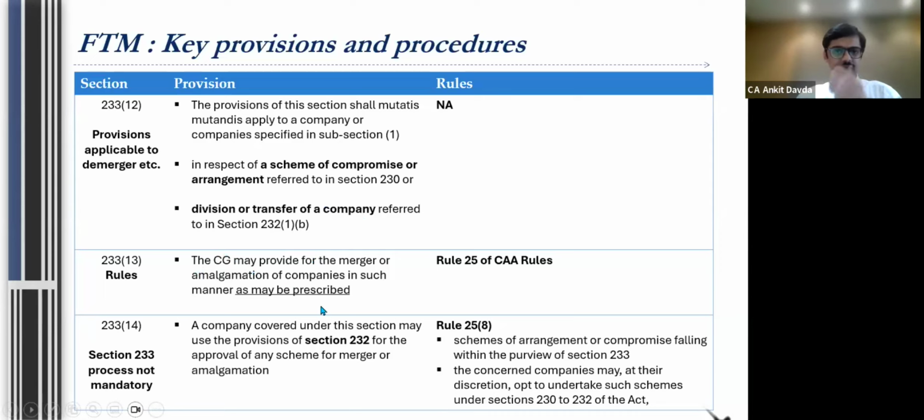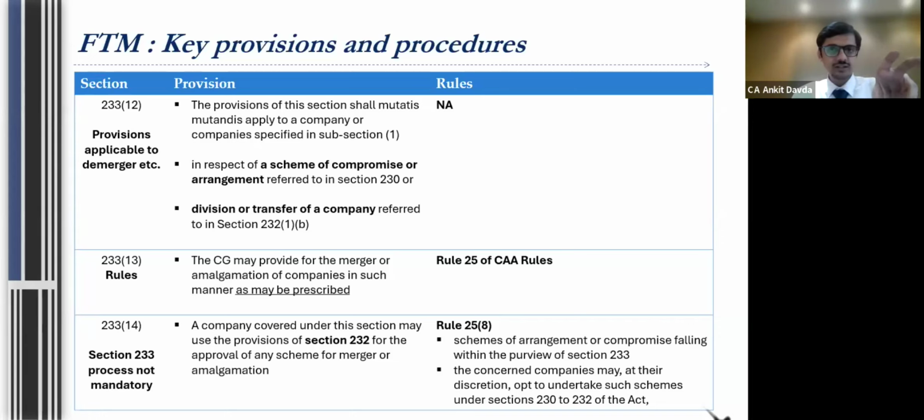233(13) is the enabling provision. Rule 25 has been notified, as the central government may provide for rules. And 233(14) is the last section, and 25(8) is the last sub rule, which is again a very important provision. Like the example which we discussed, there is a merger of a wholly owned subsidiary company into the holding company, and these are listed companies. So the holding company is a listed company, and there are subsidiaries which are getting merged into the holding company.